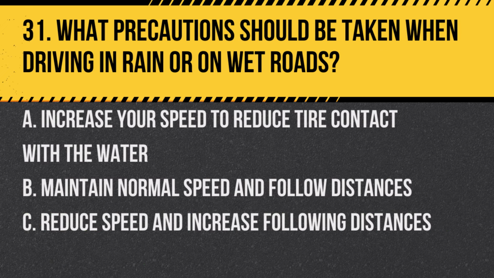Question 31. What precautions should be taken when driving in rain or on wet roads? A. Increase your speed to reduce tire contact with the water. B. Maintain normal speed and follow distances. C. Reduce speed and increase following distances. Answer C. Reduce speed and increase following distances. Wet conditions reduce tire traction and increase stopping distances, necessitating adjustments for safety.